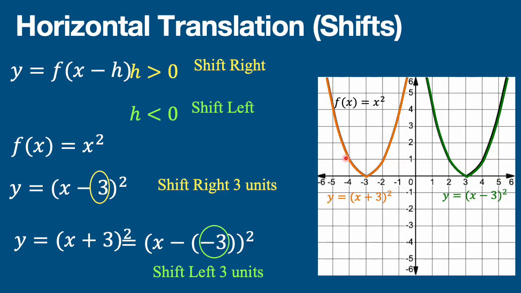So vertical shift changes the y value, horizontal shift changes the x value. Be very careful with the sign, guys. H positive means right, h negative means left.